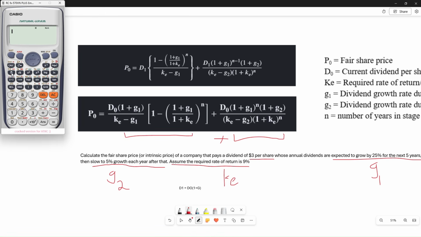So I'm coming here. Press calculator. You know how to press calculator. So our D naught on the question is basically 3. That's 3, into bracket 1 plus what's our G1 from the question?